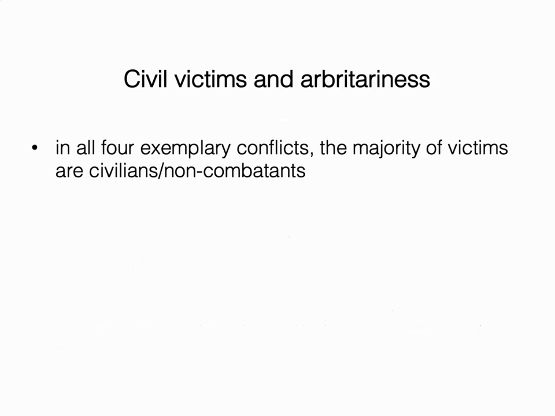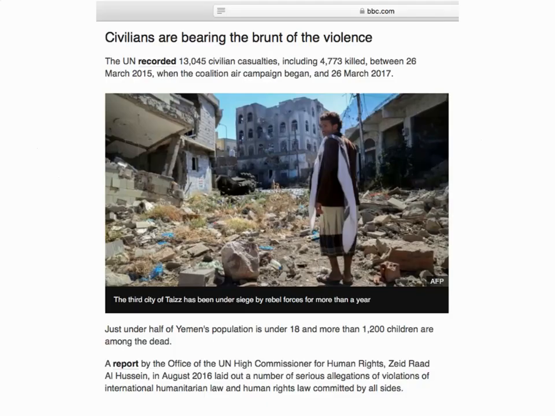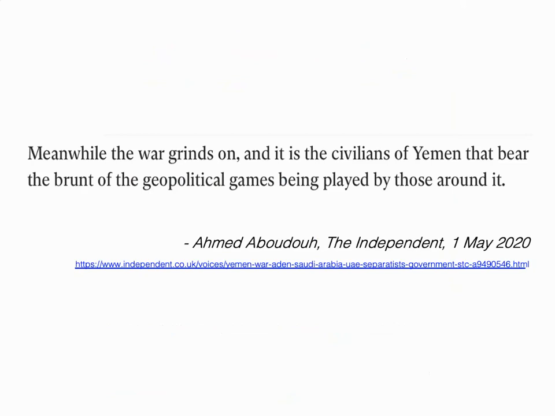The next dimension of new wars: civil victims and arbitrariness. In all four exemplary conflicts, the majority of victims are civilians or non-combatants. Just as an example, the UN recorded 13,000 civilian casualties in Yemen, including 4,700 killed between the 26th of March 2015, when the coalition air campaign began, and the 26th of March in 2017. Or what can also be said with regard to the war in Yemen: meanwhile, the war grinds on, and it is the civilians of Yemen that bear the brunt of the geopolitical games being played by those around it.